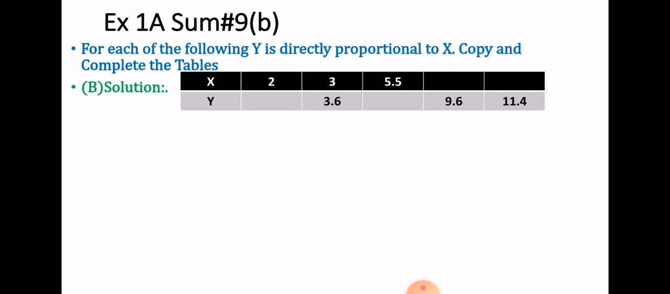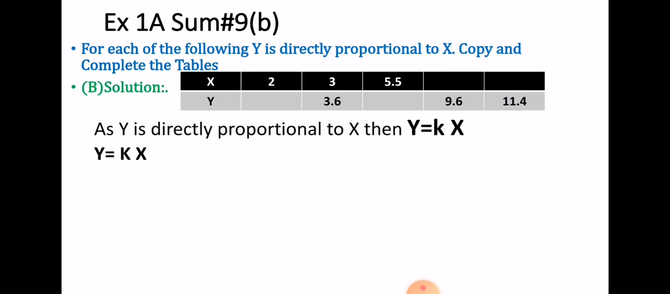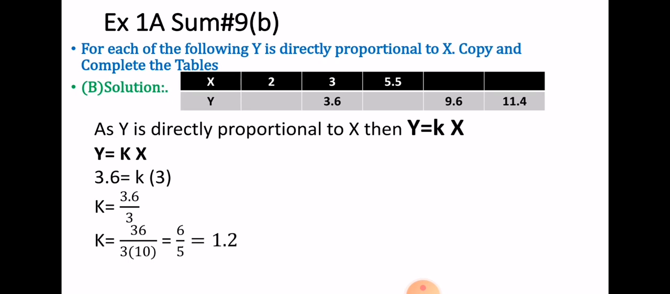Same question and same equation, y is equal to kx, and the same method. At x is equal to 3, y is equal to 3.6, put the values. 3.6 is equal to k into 3. 3 is being multiplied, so it will be divided on the other hand side. k is equal to 3.6 over 3. Now, 36 over 3 into 10. Why have I written 36?